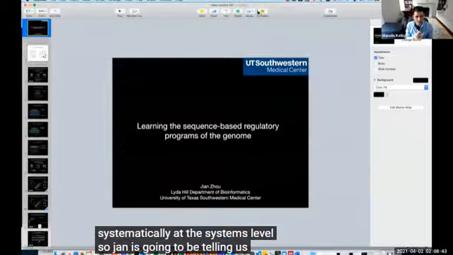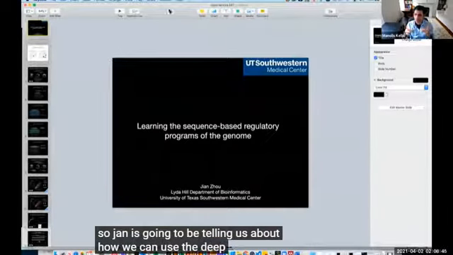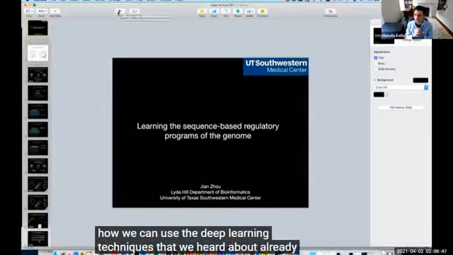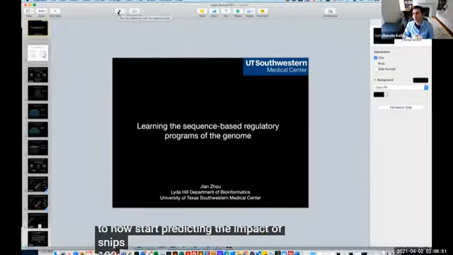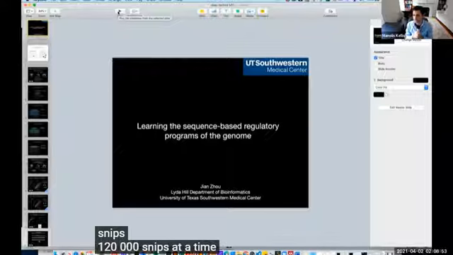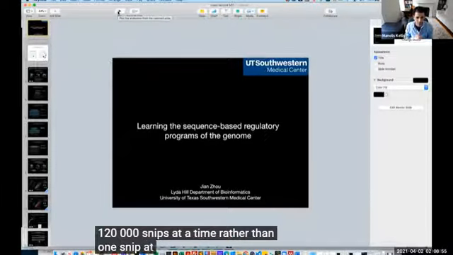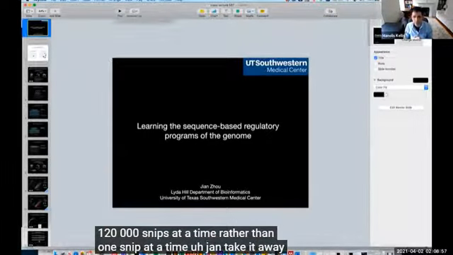So Jan is going to be telling us about how we can use the deep learning techniques that we heard about already to now start predicting the impact of SNPs, 120,000 SNPs at a time, rather than 1 SNP at a time. Jan, take it away.